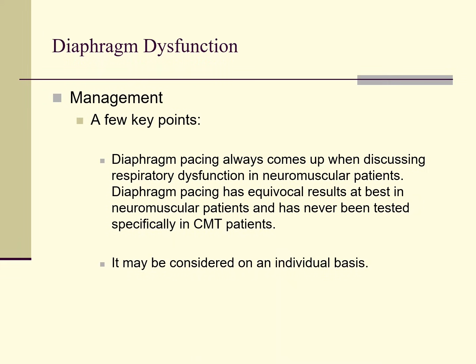In general, it's very important to understand that diaphragm pacing has equivocal results at best in neuromuscular patients, and it has really never been tested in CMT patients. Does it mean that it would not work? The answer is I really don't know, and I take it on an individual basis. I would highly recommend that if someone is interested, they talk to a pulmonologist that has experience with both diaphragm pacing as well as neuromuscular disease.